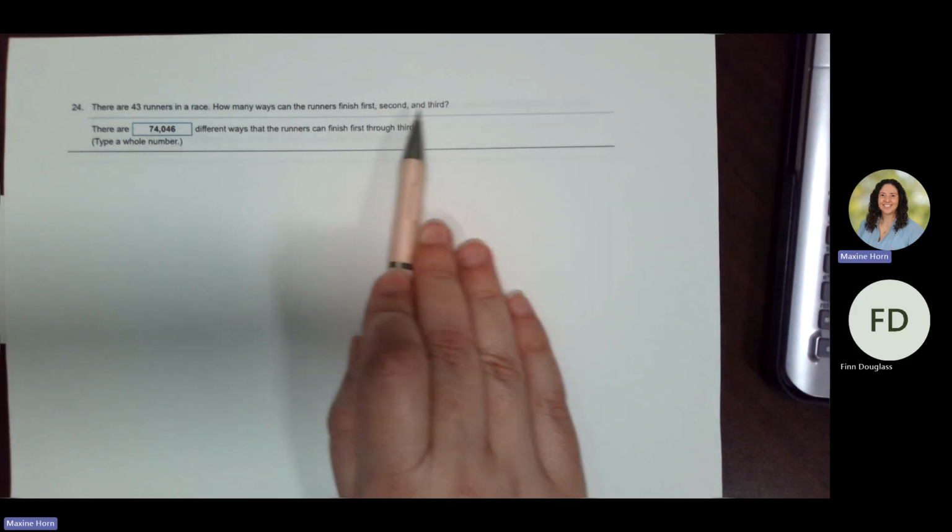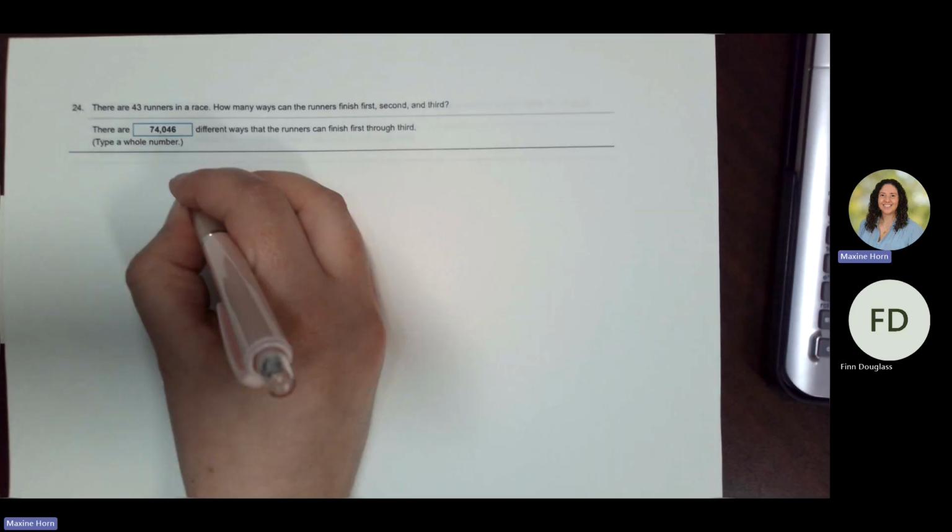There are 43 runners in a race. How many ways can the runners finish first, second, and third? So first thing we need to determine is this a permutation or a combination? This is a permutation because the order matters, right? I care if I'm first, second, or third.